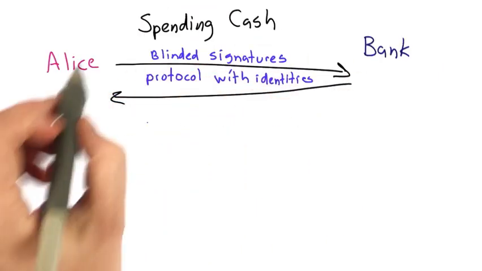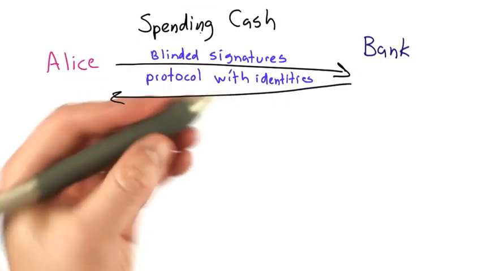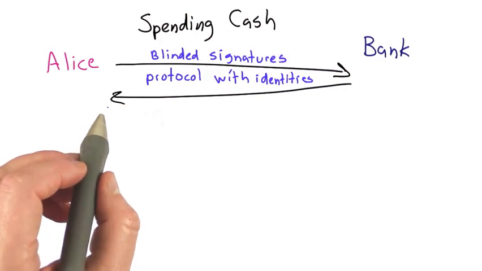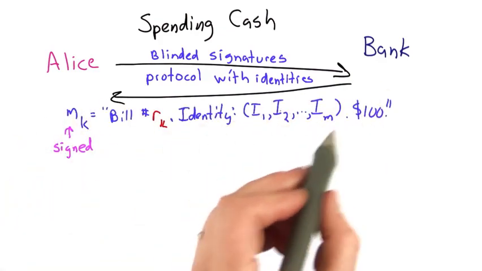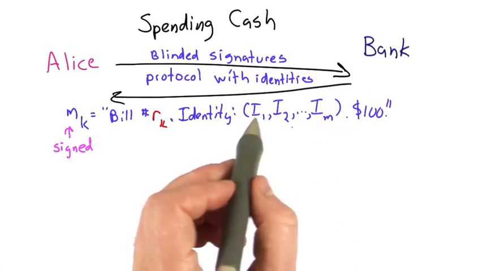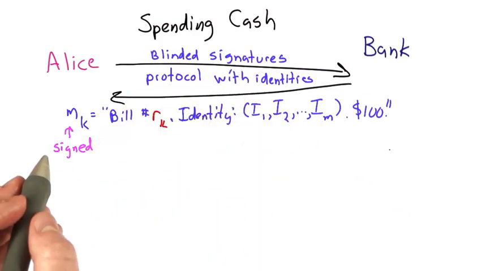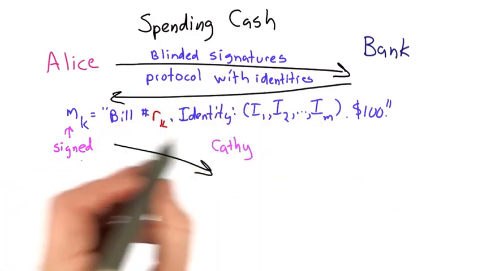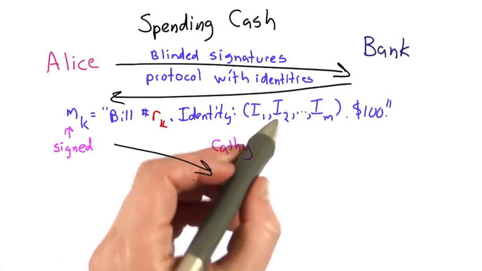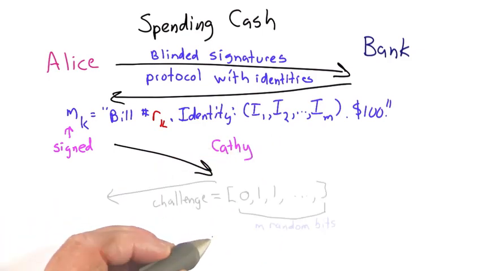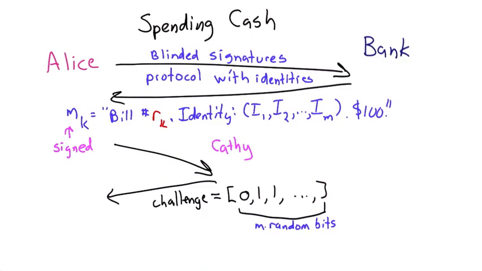So now let's look at what happens when Alice spends a bill to see how to solve the double spending problem. So at the end of this protocol, Alice will have a message like this, where each one of these identity pairs is one of those pairs of hashes. To spend the bill, Alice sends the bill to Kathy, and Kathy sends a challenge back to Alice. The challenge is a list of m random bits. These will tell Alice which parts of the identity she needs to open.